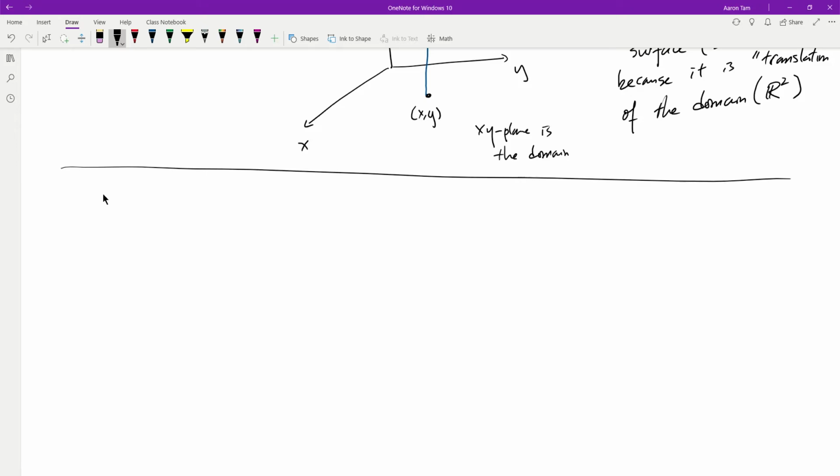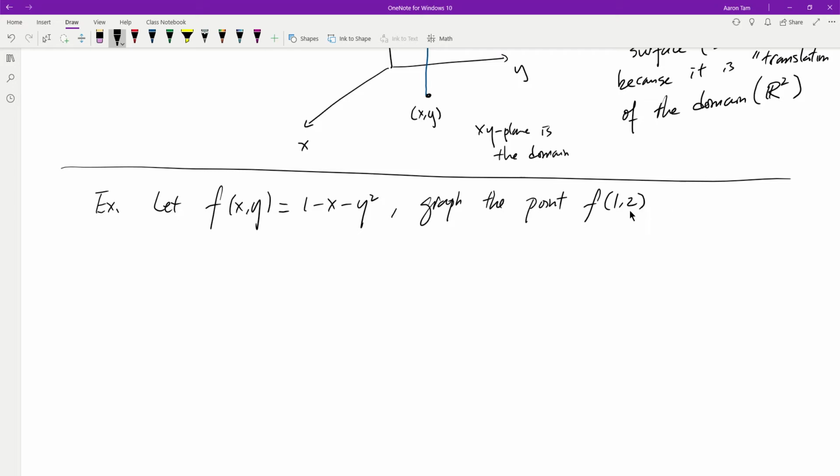How about I give you this? Let's say we let f of x, y equal to, I don't know, 1 minus x minus y squared. Okay? And I'm going to ask you to graph the point f of 1, 2. Okay? So let's go and try to do this. So here we go.